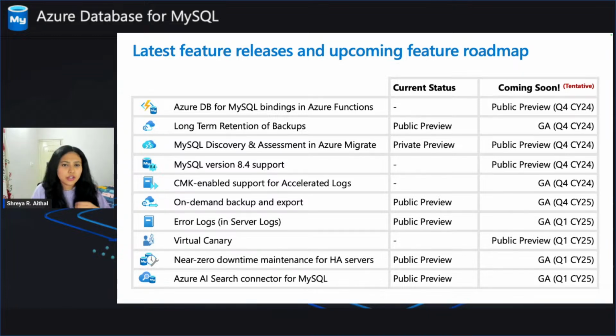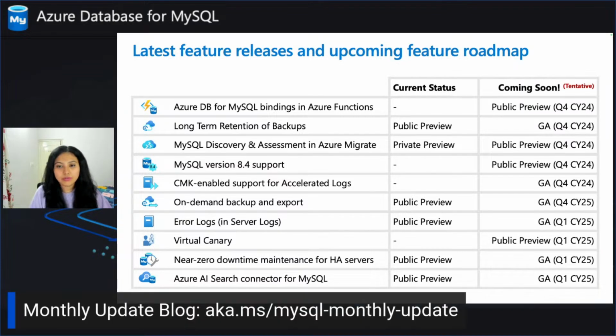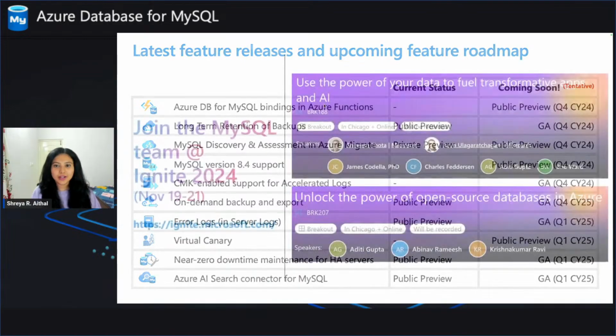If any of you want to try out any of the features that have been marked as private preview, do write to us at askazuredbformysql@service.microsoft.com. We also publish a monthly update blog containing all of these updates about 2 to 3 days after the webinar. The latest update will be available at aka.ms/MySQLmonthlyupdate.